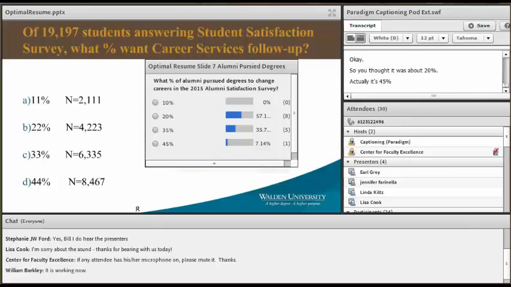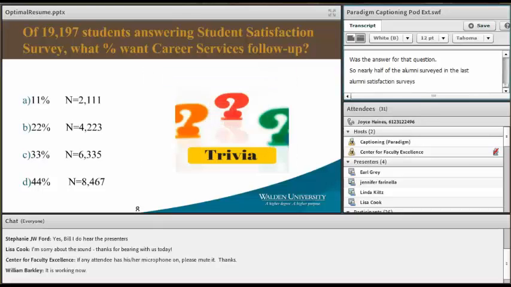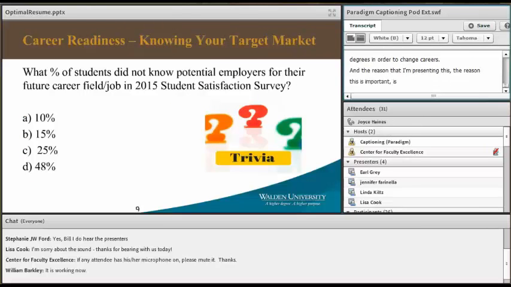So nearly half of the alumni surveyed in the last Alumni Satisfaction Survey pursued their Walden degrees in order to change careers. And the reason this is important is because oftentimes so many of us believe that our students are just getting a degree for a raise or a promotion or because they always wanted to get this degree, but we're finding that there's an upward trend in the number who actually want to make substantial career changes. And of course, it's self-selection because those are the folks that consult us in career services. But when we look at these large surveys, not even just the students we serve, but alumni who have already graduated, to see that 45% of them had the intention of changing careers as a result of their Walden degree, that's pretty significant.